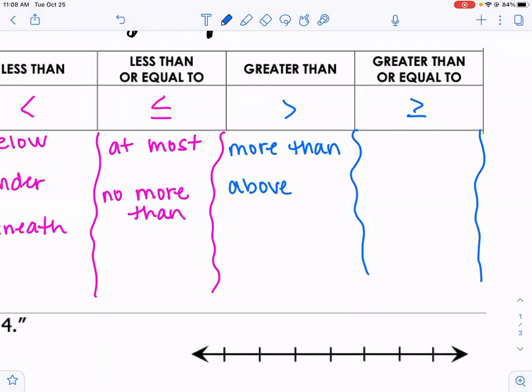So let's do this. If less than or equal to is at most, for greater than or equal to, we could say at least. Yes, more than. If no less than. I think that gives us a pretty good start, don't you think?